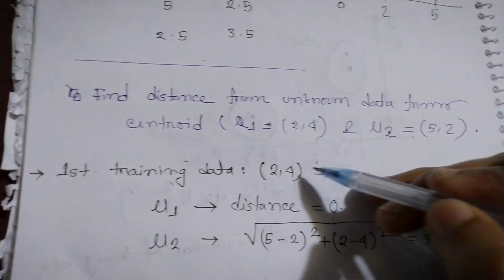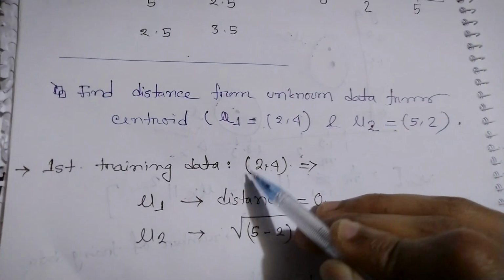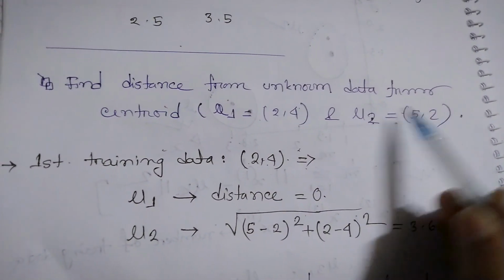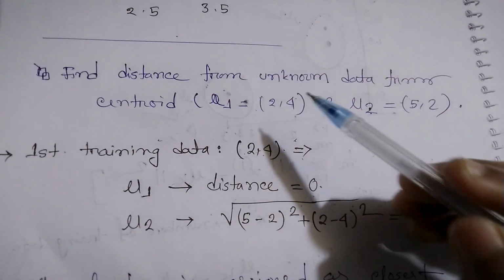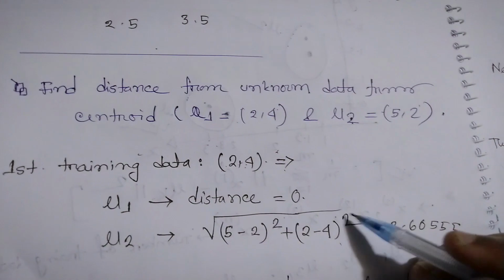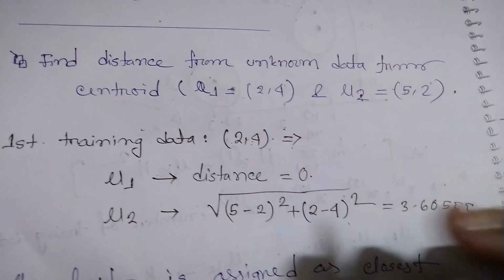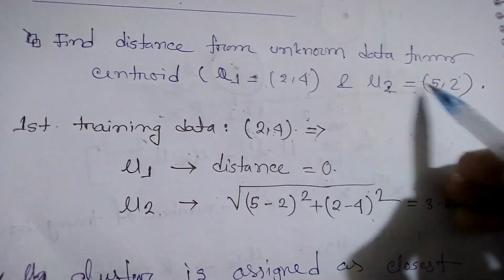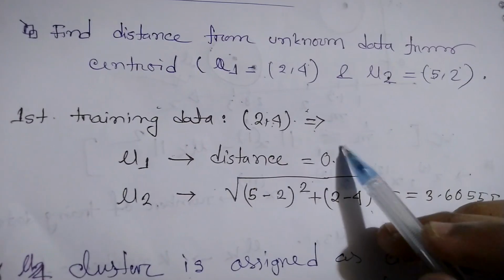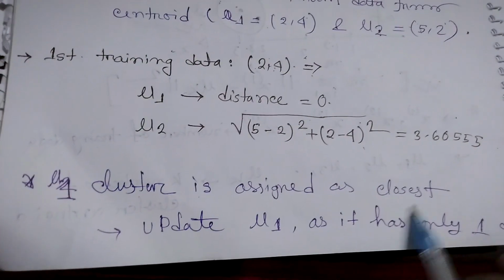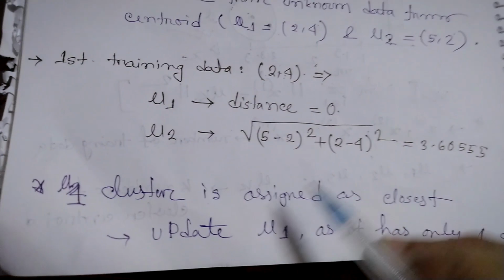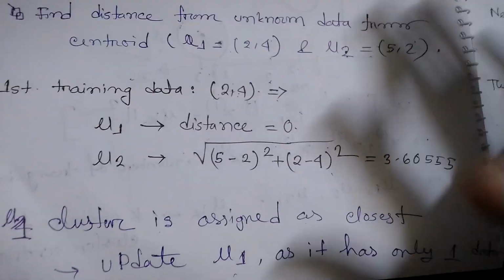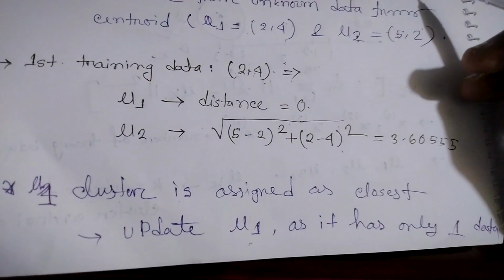Now we need to find the distance from mu2 to this data point. Mu2's 5 minus this 2, because this 2 is the data point, whole square, plus 2 minus 4, whole square, and then take the root of all of them, and the result is 3.60. Which one is smaller? Obviously mu1 is closer because the distance is 0. So this data point is assigned to the mu1 cluster. We need to update mu1, but mu1 has only one data point, 2 and 4. If there are 2 or more data points, then we need to update it. We will see it later.